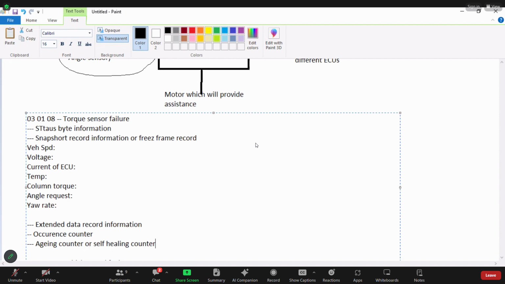By seeing occurrence counter, we are able to track how many times this fault has happened. If this fault has happened 200 times, that is, in 200 ignition cycles this fault was detected, then definitely, even if this fault is not there now, we still need to check because it is happening frequently. Understood, guys?